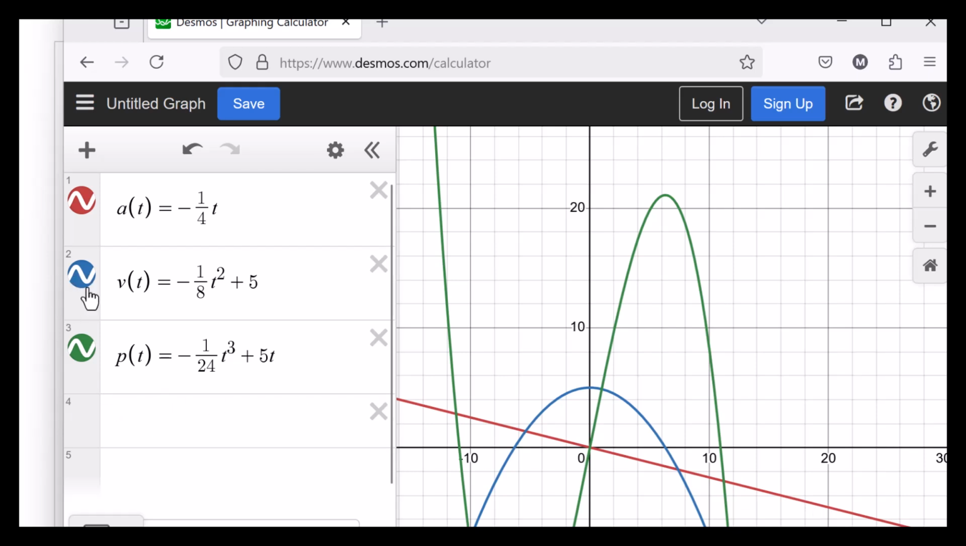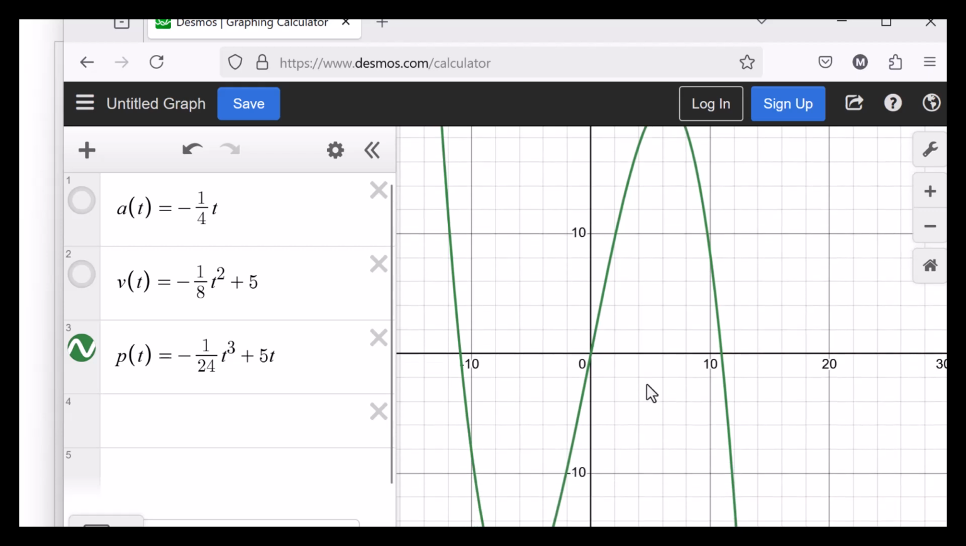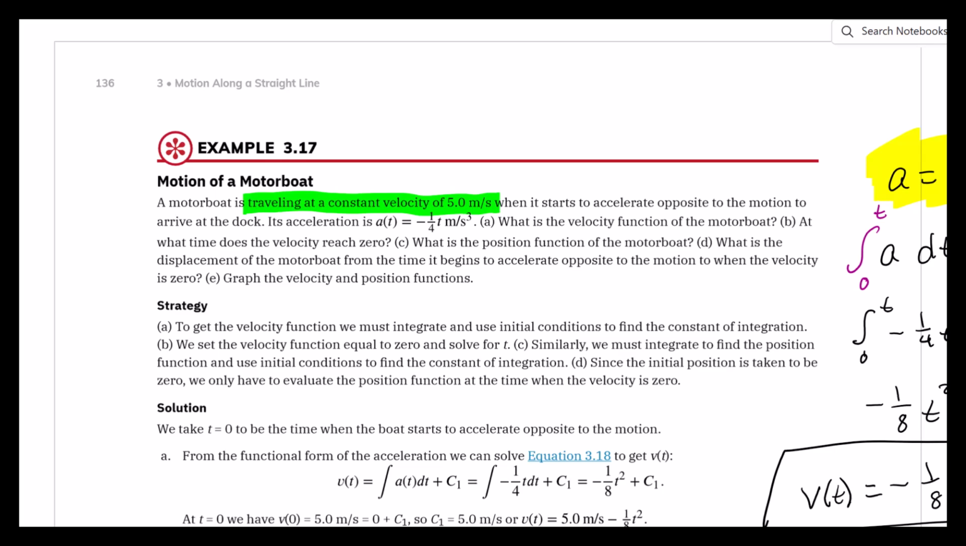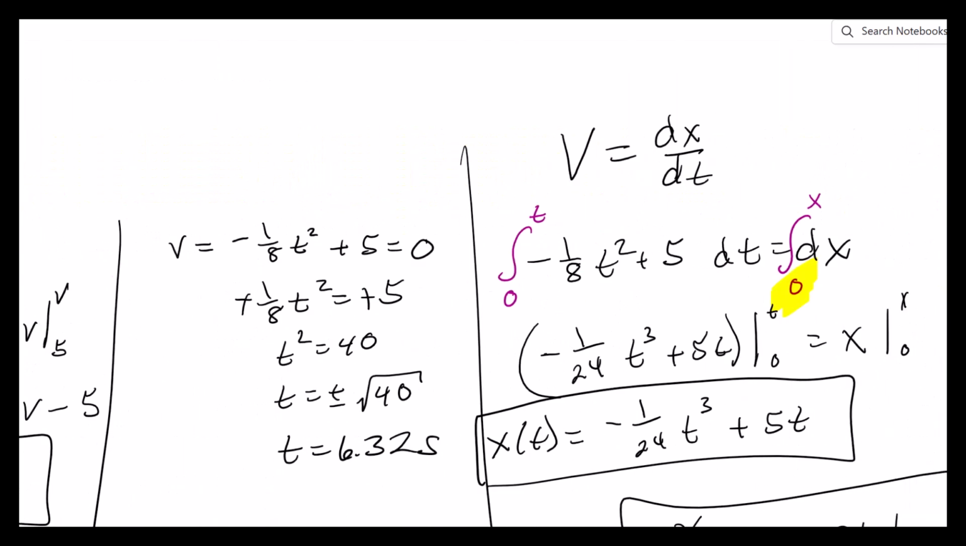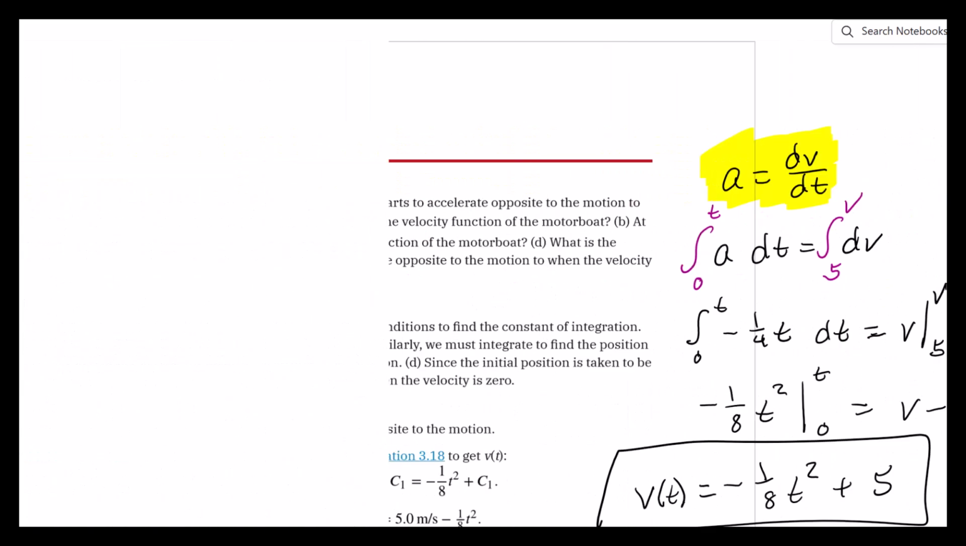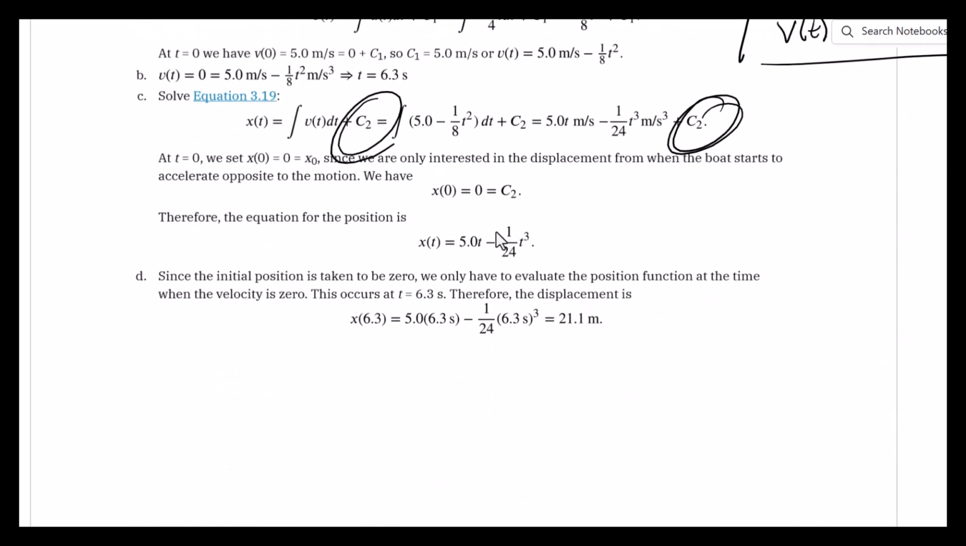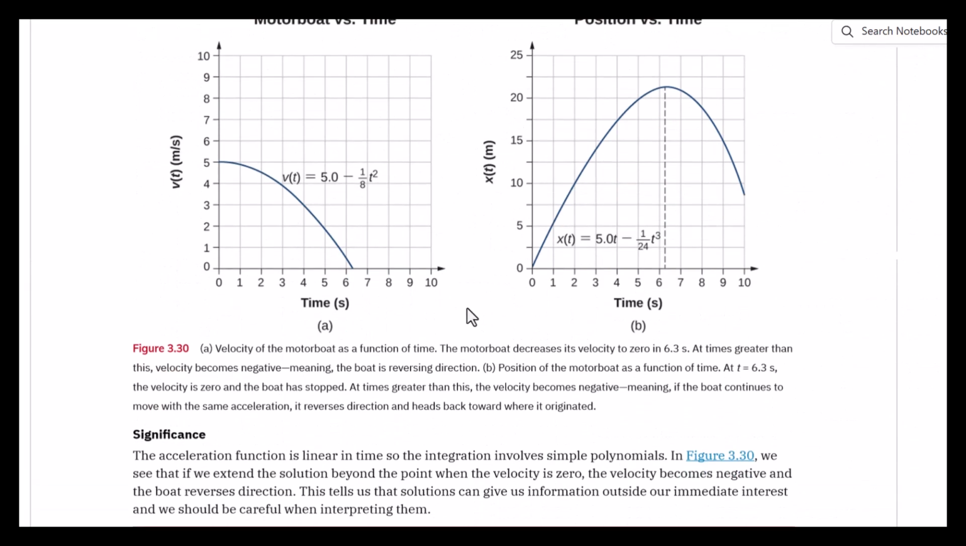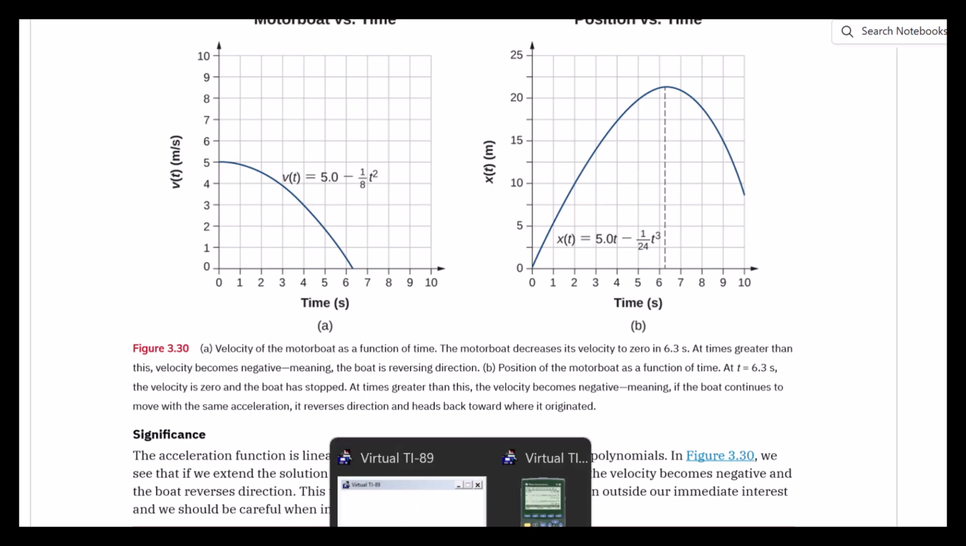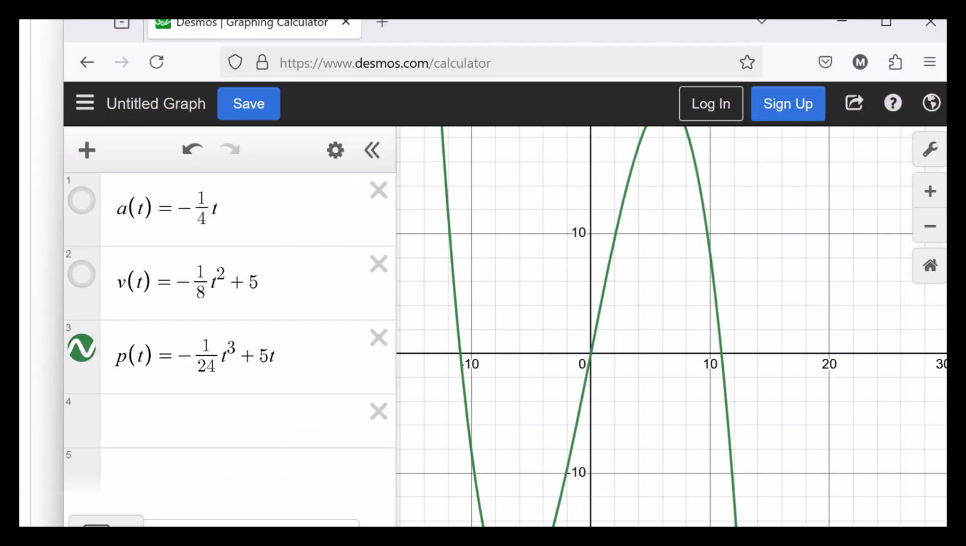Position. Why is it acting like my position goes up? I don't like this. Negative 24. Did I put that in right? Negative 24 times t cubed plus 5t. And I did put that in right. So, position versus time. Oh, because it's still, okay. It's still going forward. I guess that makes sense.